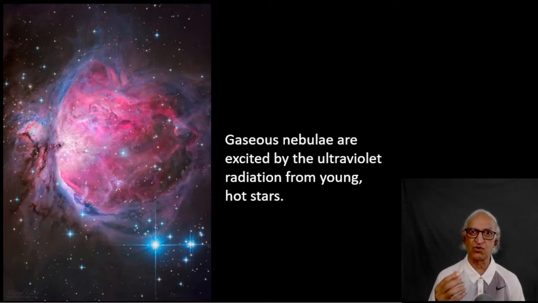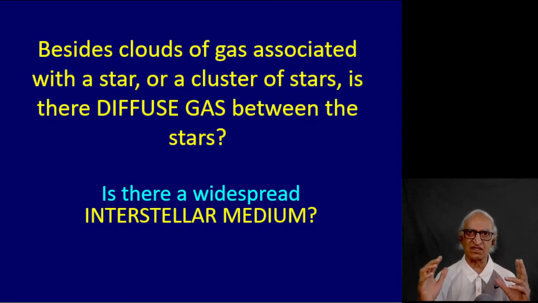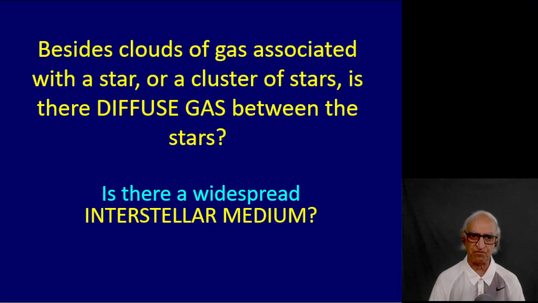Massive young blue stars are very hot. Therefore, their radiation will be predominantly in the ultraviolet region, and it is that radiation that ionizes the gas. So these are the gaseous nebulae, and this is the reason why they shine, and we can infer the elements they are composed of by studying the spectrum of the radiation they emit.